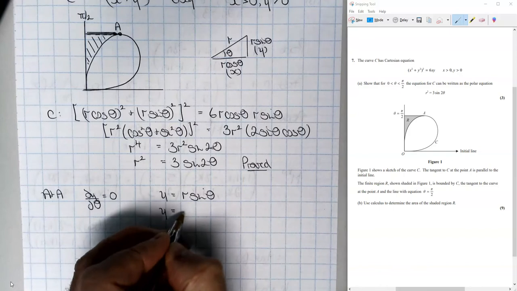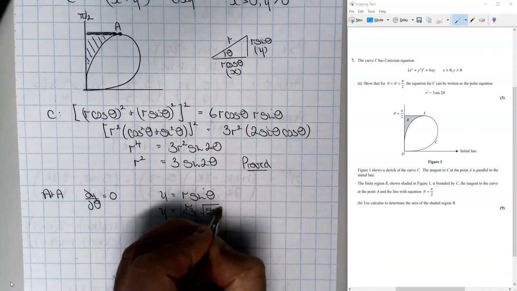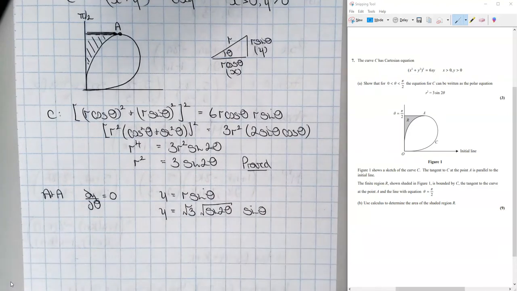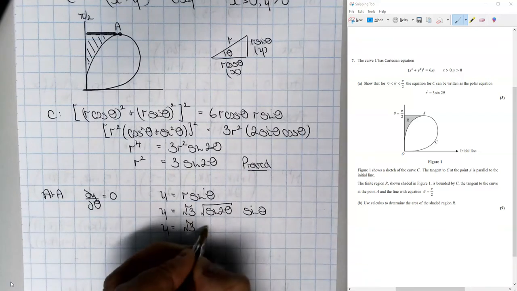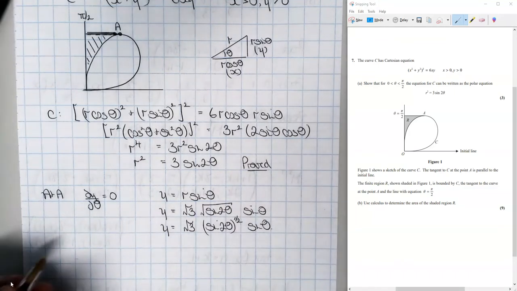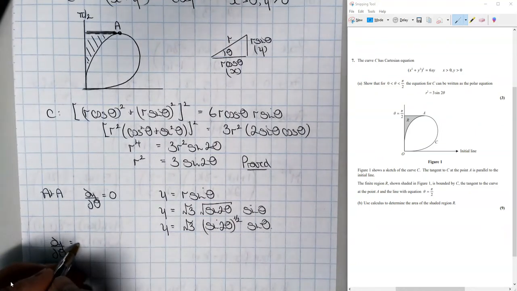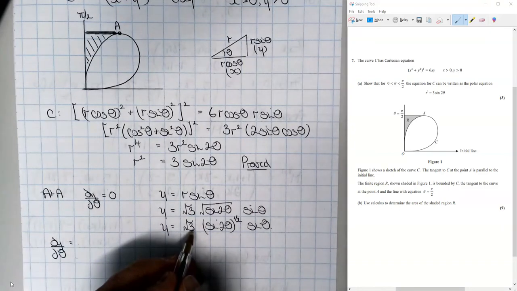So y equals root 3 sine 2 theta to the half, times sine theta. Now we're going to differentiate it. So dy by d theta, we can use the product rule. The root 3 obviously will be there throughout. Because we're going to make it equal to 0, the root 3 will actually disappear, but I'll put it in initially.